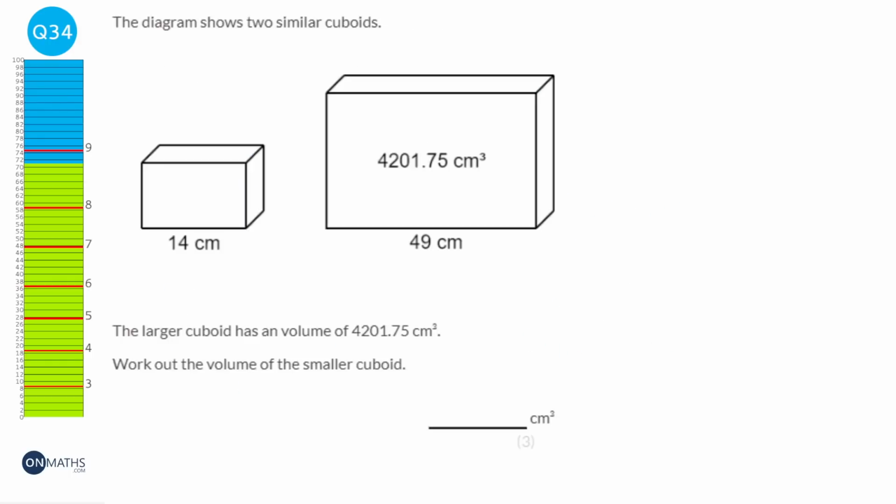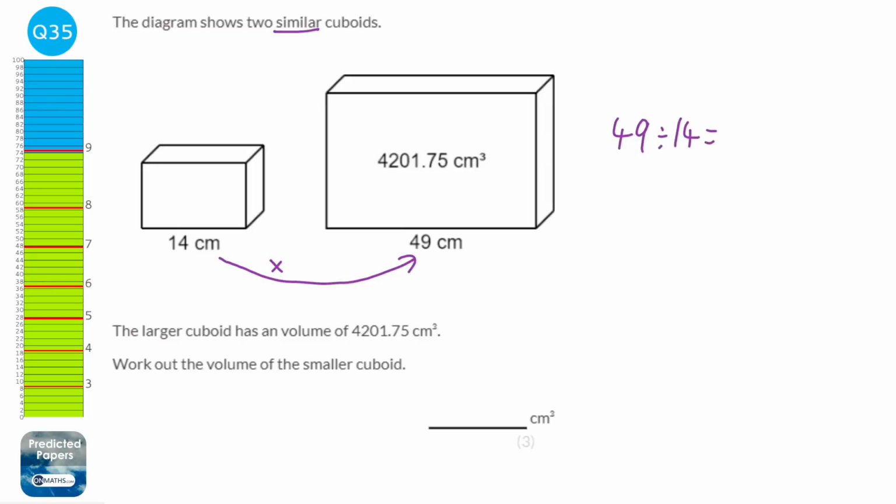43.3. So we're told that the two cuboids are similar, which means we're going to have a scale factor, and we can work out the linear scale factor straight away to find out what we times the 14 by to get to the 49. We're going to do 49 divided by 14, big one divided by small one, and that gives us 14, does it? No, 3.5. Okay, so we're going to times it by 3.5. So 14 times 3.5 is 49. But that is the linear scale factor.